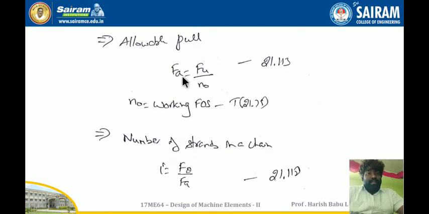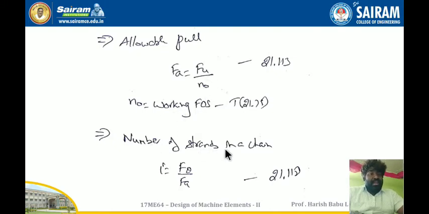Allowable pull, that is FA is equal to FU by N naught. So the working factor of safety you can take from table 21.75. From the question you can identify the condition and take the working factor of safety. So FA is equal to FU by N naught. FU is already taken from the table, so you can substitute and you are going to get the value.